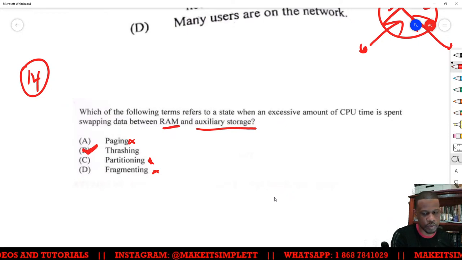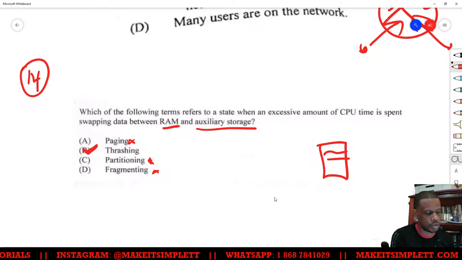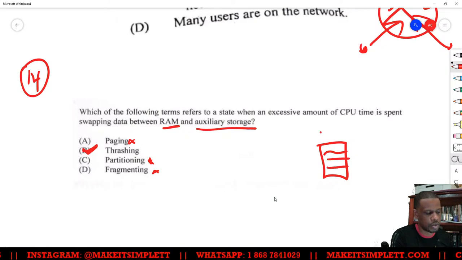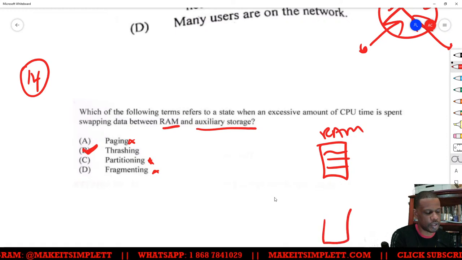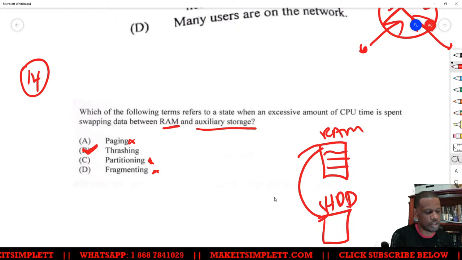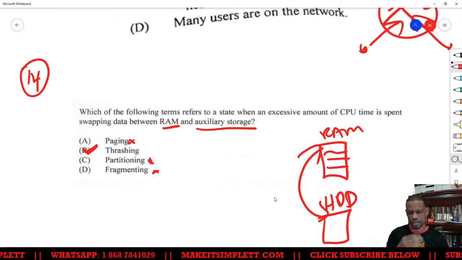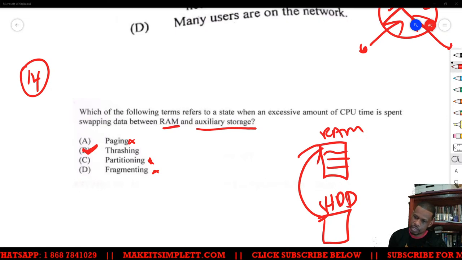Memory thrashing is when you lie to the RAM and say, yeah, I have it, but this time it's really on the hard drive, and you have to keep swapping between the hard drive and the RAM just because things aren't working out too well. So thrashing is the answer there. Let's see if I can find the OSI model question here.